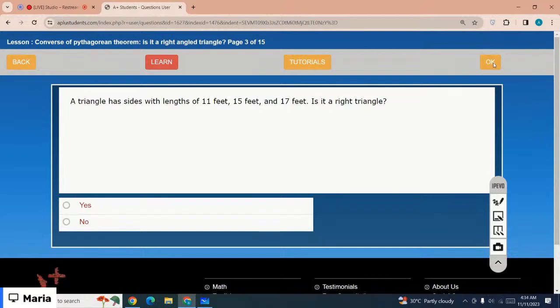Okay, the next one is a triangle has sides with length of 11 feet, 15 feet, and 17 feet. Is it a right angle triangle? Okay, use your notebook and pencil, check and let me know if it is a right angle triangle, right? I think no, this is not a right angle triangle, right? The correct option is no, this is not a right angle triangle.